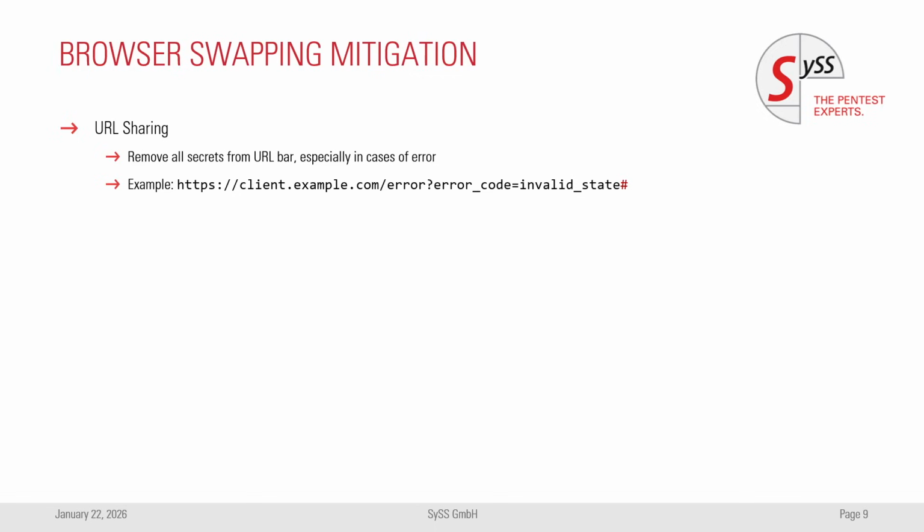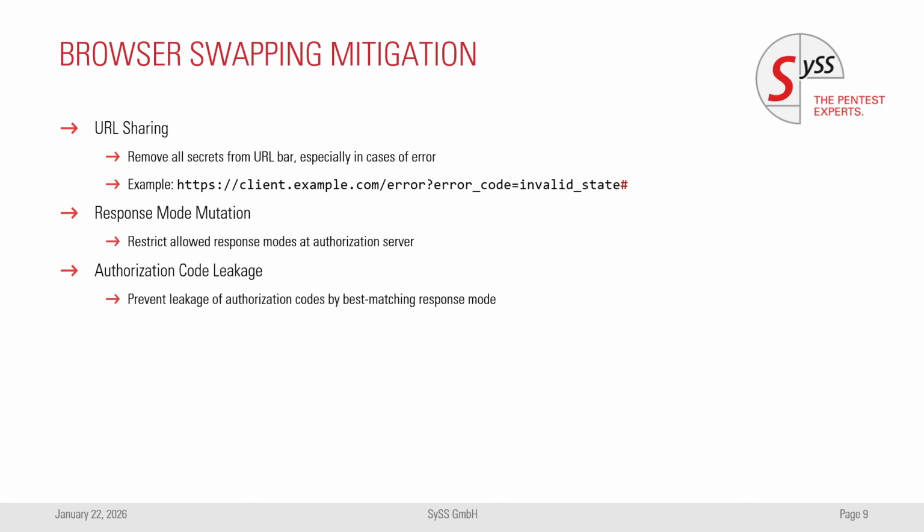If you are affected by the response mode mutation, restrict the response mode of your authorization server's OAuth client configuration to allow only the client's expected response mode. Attackers may access unused authorization codes which have been transferred as query parameters in various ways. Mitigating all of them requires high effort. As an alternative, applications might use different response modes than query.